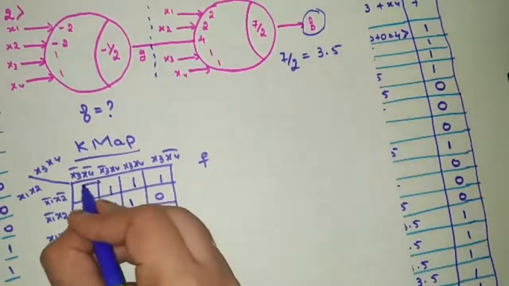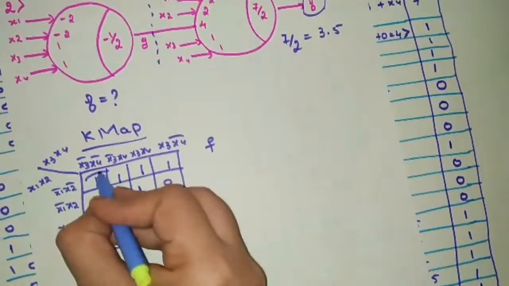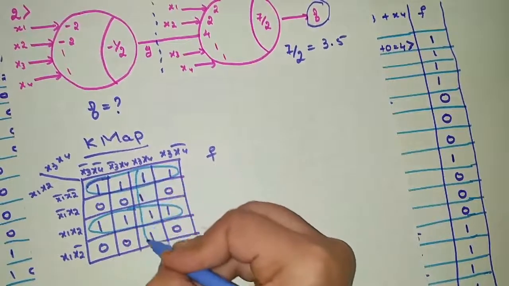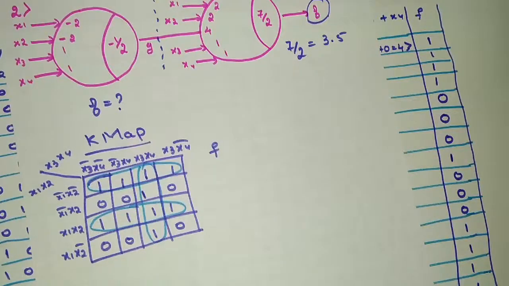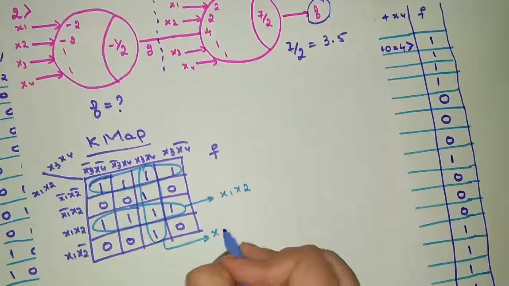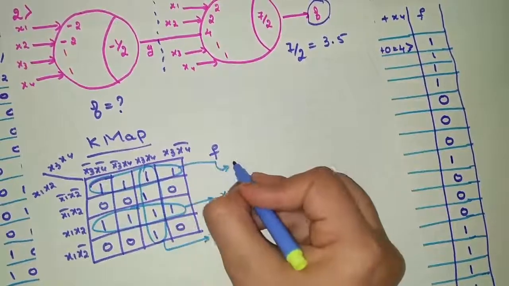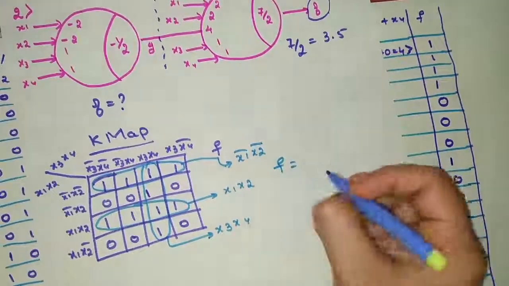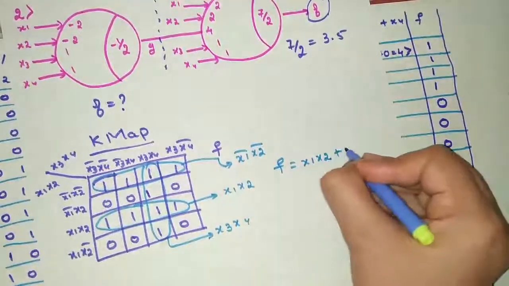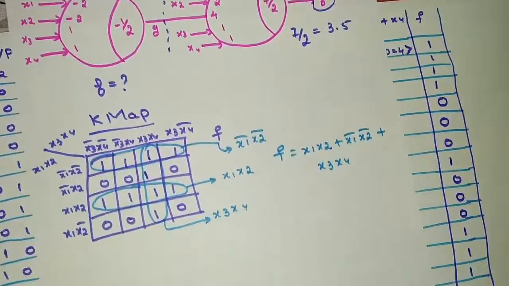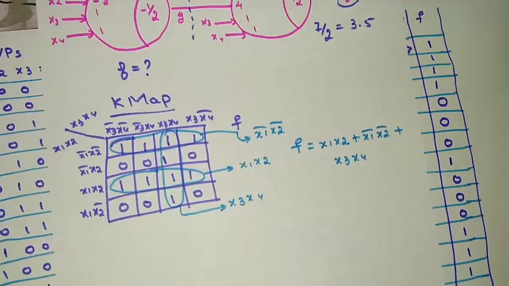Now we have just taken the sketch. Here we have a quad, and we have a quad here. From this the common term is X1 X2. From this we have X3 X4. From this quad we have X1 bar X2 bar. So the output F is equal to X1 X2 plus X1 bar X2 bar plus X3 X4. This is the output. Let me know if you have got the same output. I hope you are able to understand it.